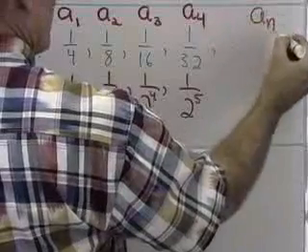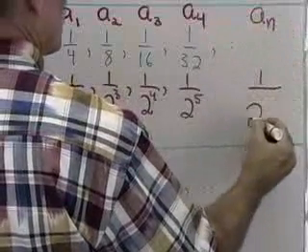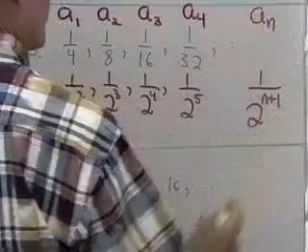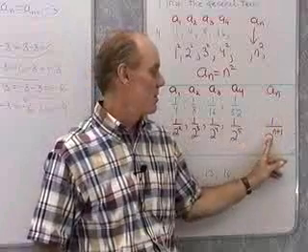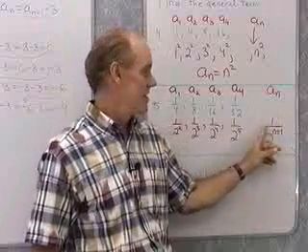So the nth term is going to be 1 over 2 to a number 1 bigger than the term number. So when this is a sub n, this will be 2 to the n plus 1. Now doesn't that make sense?